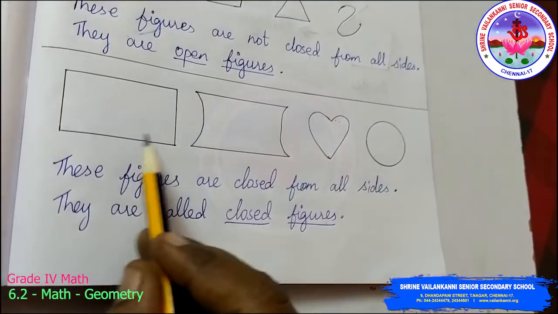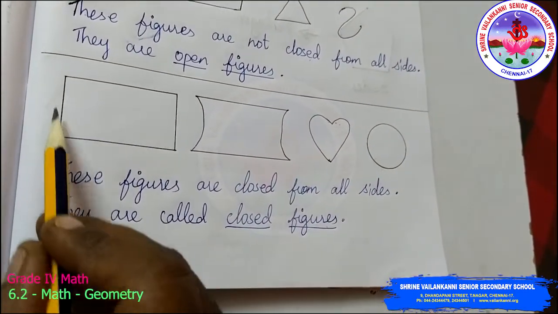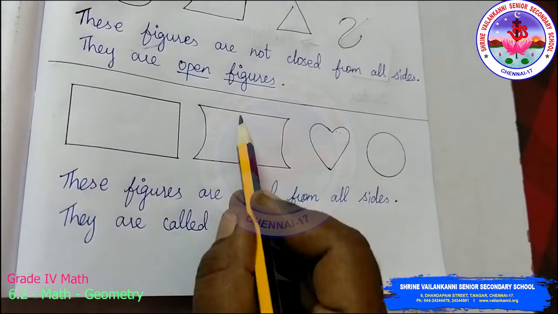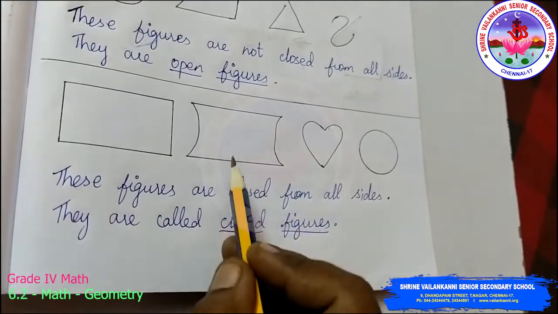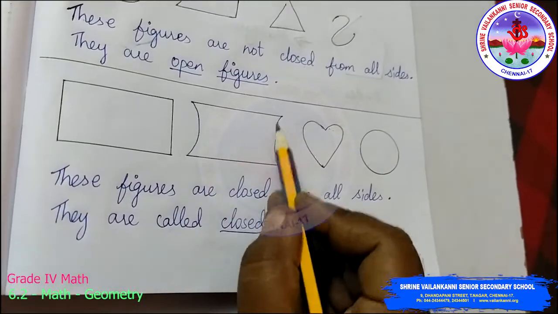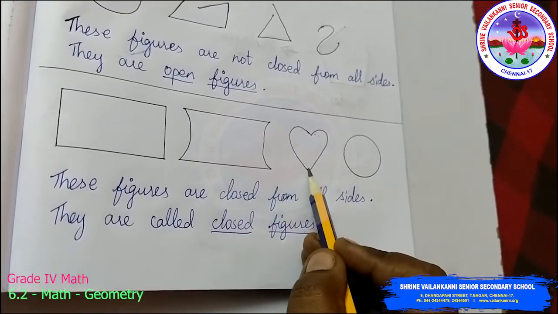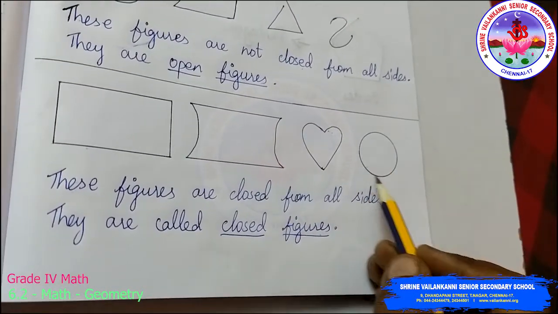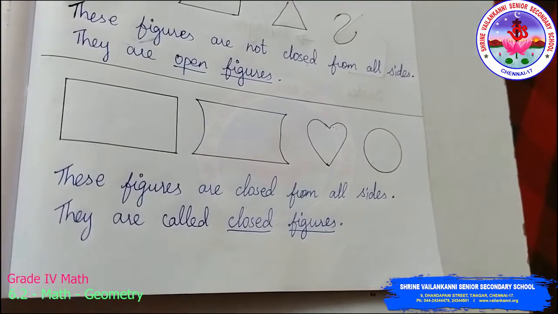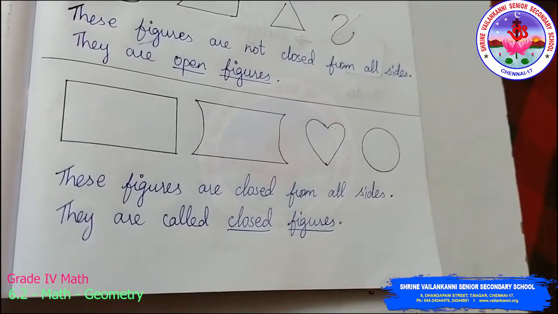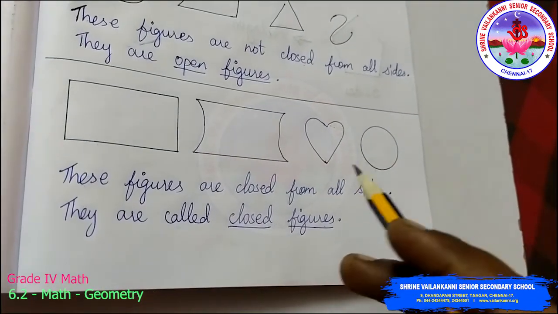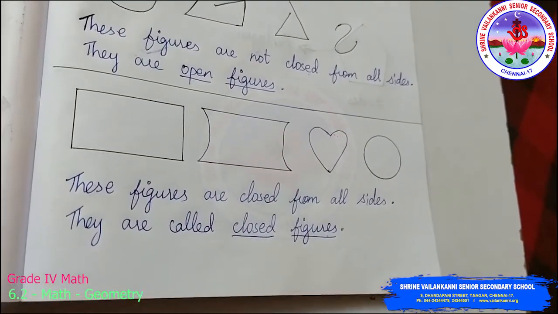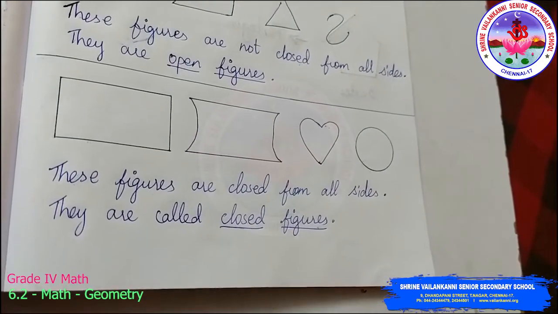See, this figure has all sides as line segments. This second picture has two sides as line segments and two sides as curves. The third picture has a full curve. This fourth picture is a circle. Whatever the shape is, don't worry, when all the sides are closed, you will call it a closed figure.